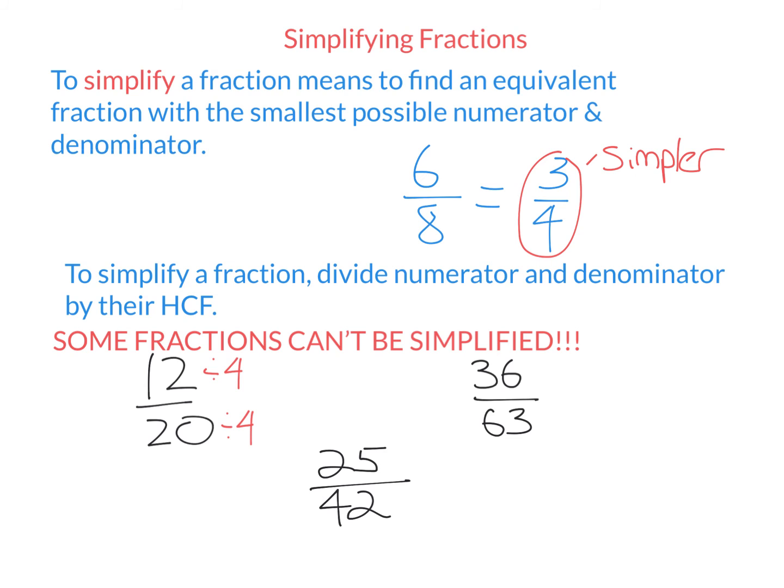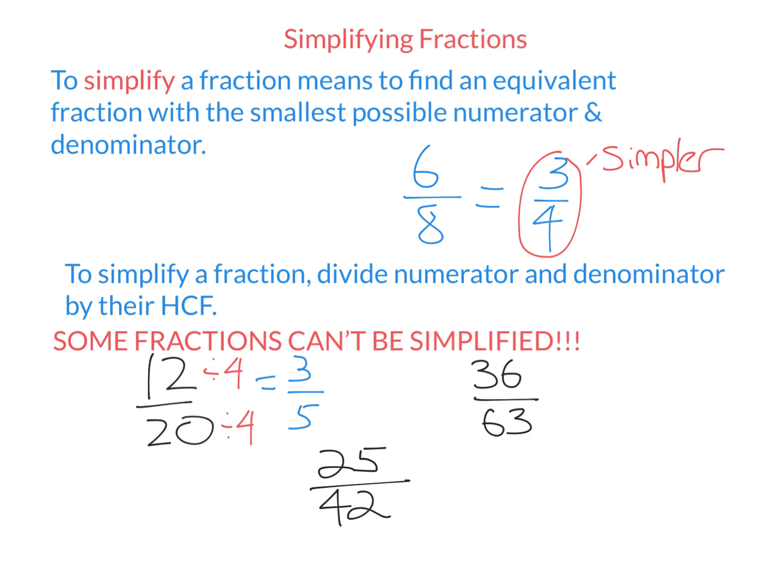12 divided by 4 gives me 3. 20 divided by 4 is 5. Turns out 12 over 20 and 3 over 5 are equivalent. Both are equal to 0.6. Both lie at the same position on the number line, but this one's simpler because it has lower whole numbers.